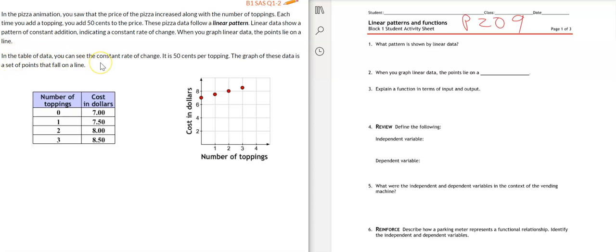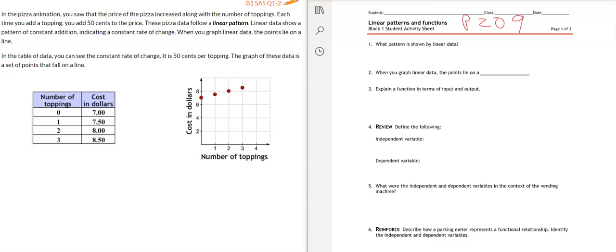In the table of data, you can see the constant rate of change. As the number of toppings went up, the cost would also go up by the same amount every time, 50 cents per topping. The graph of the data sets the points that fall on a straight line. If we were to connect all of these dots, they would lie on a nice straight line. So let's go over to the right side of our screen now, and let's see, it says, what pattern is shown by linear data? Well, let's take a look and go back and see.